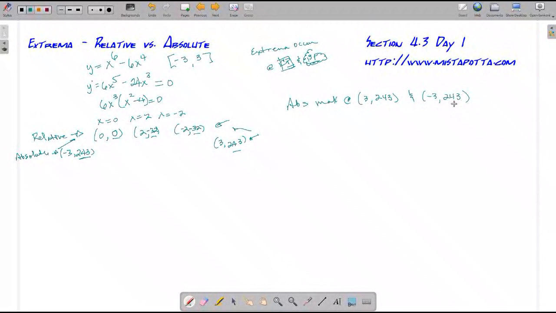And the smallest y value has to occur at a critical point or a boundary point. So which one of these is the smallest y value? Negative 32 is my smallest y value. So I have an absolute minimum at the point 2, negative 32, and negative 2, negative 32.